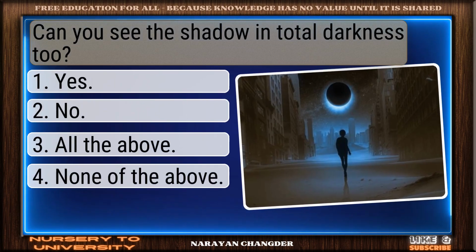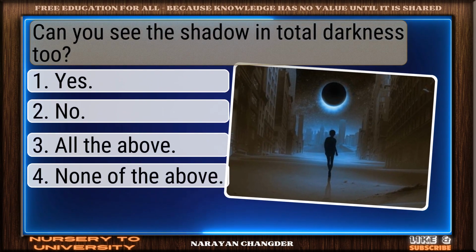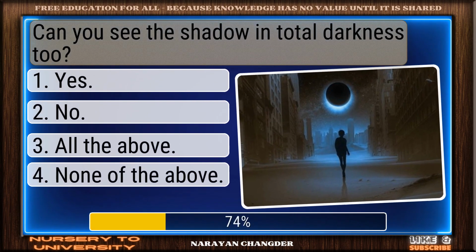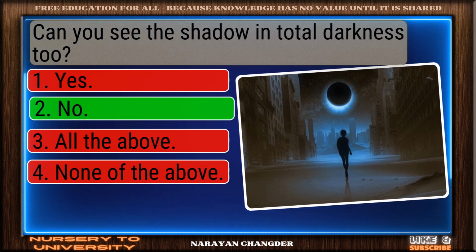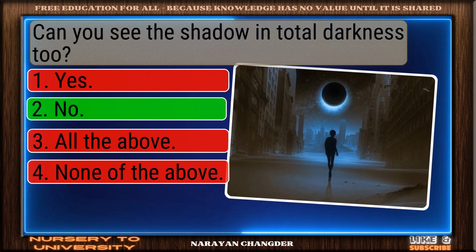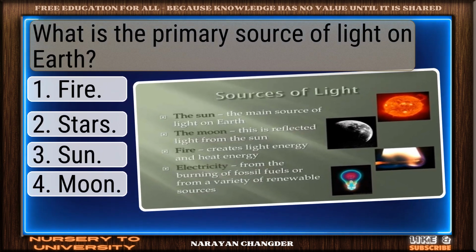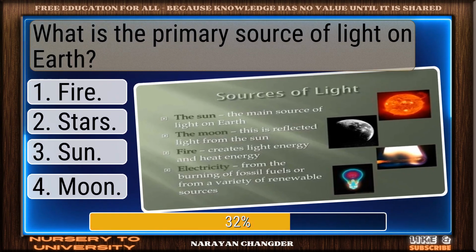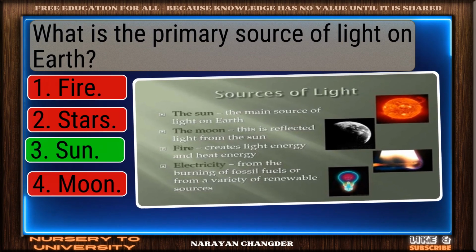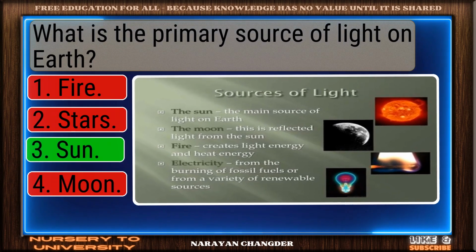Can you see the shadow in total darkness too? Great thinking. No is the right choice. What is the primary source of light on Earth? Correct. Sun is the right answer.